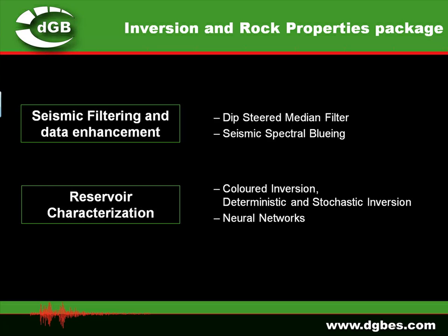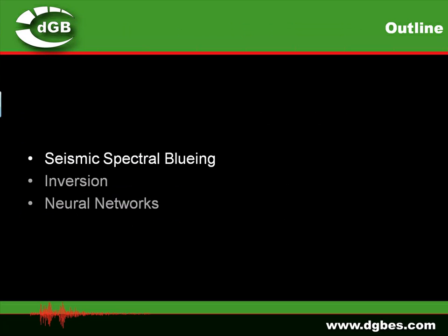So if you want to do seismic filtering and data enhancement, you will use deep stream median filter and seismic spectral blowing, for example. So deep stream median filter will be used to denoise the data, while seismic spectral blowing will be used to improve the quality. In a further analysis for reservoir characterization, then you will use color inversion. You have color inversion, deterministic inversion, and stochastic inversion, as well as neural network. That will help you to map your reservoir, but also to do hydrocarbon mapping and to achieve your reservoir characterization.